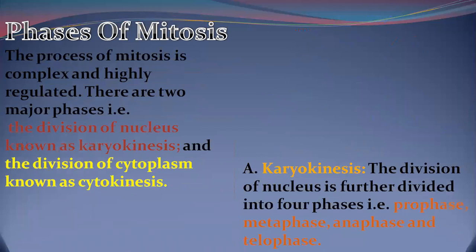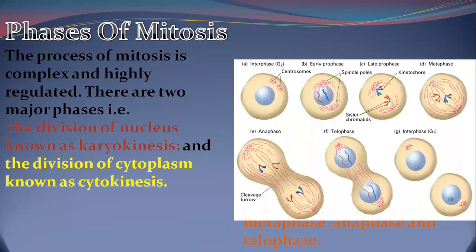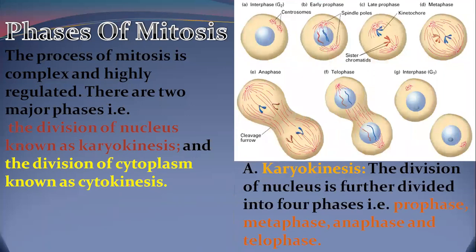What are the stages of mitosis? The process of mitosis is actually not a simple process. It is a highly regulated and complex process. So it undergoes four main phases or four major steps. First of all, two major steps, and in these two major steps there are several subphases also.